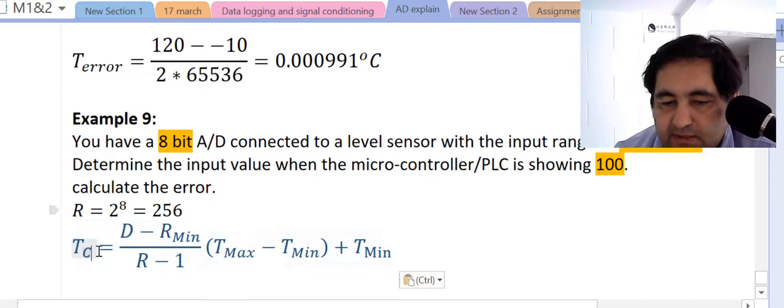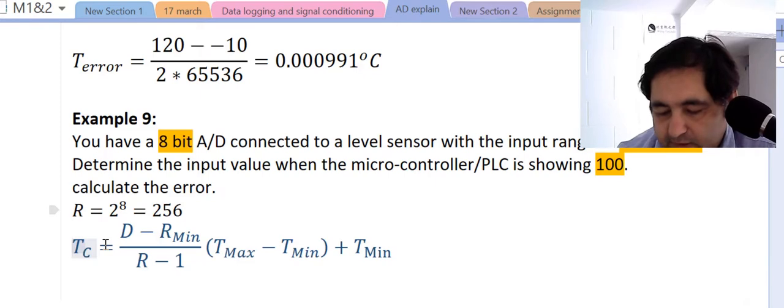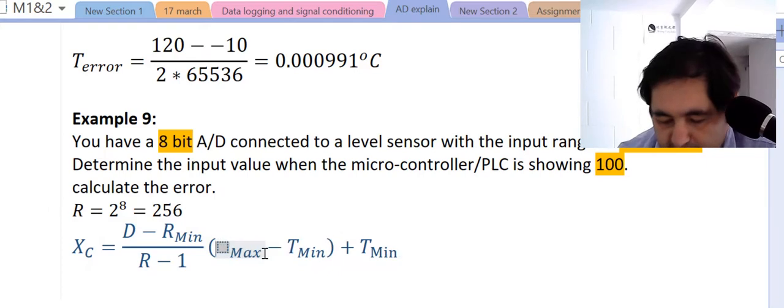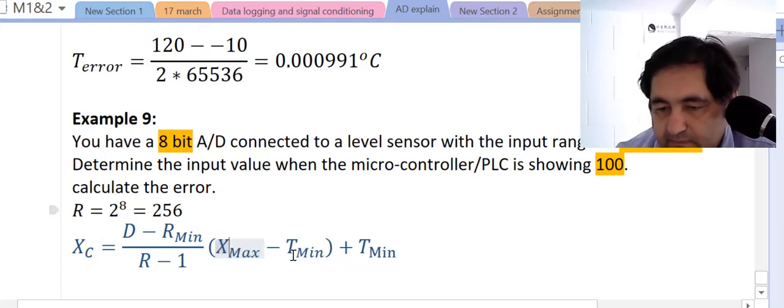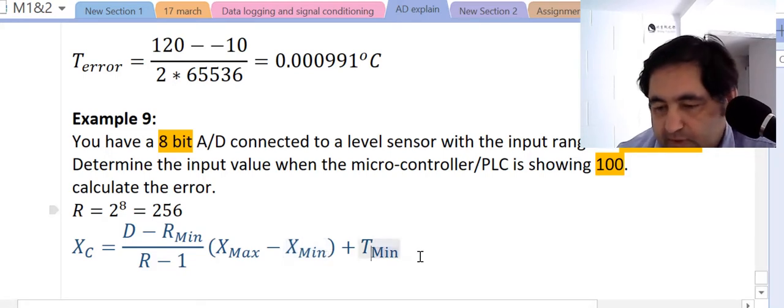So instead of TC, I call that XC. Instead of Tmax, I go for, well, in physics usually we use X for the lengths. If you like, you can use L, you can use D, it doesn't really matter as long as you know what you are doing.